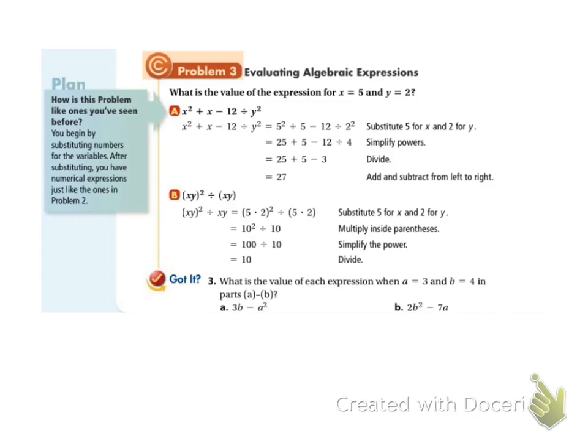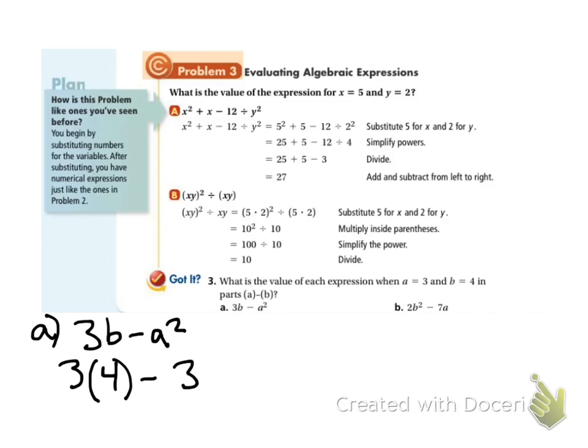If we look at our got it questions, I'm told that A is equal to 3 and B is equal to 4. So I'm going to plug in 3 for my A's and 4 for my B's. So part A, I have 3B minus A squared. So B, I'm told, is 4. And A is 3.